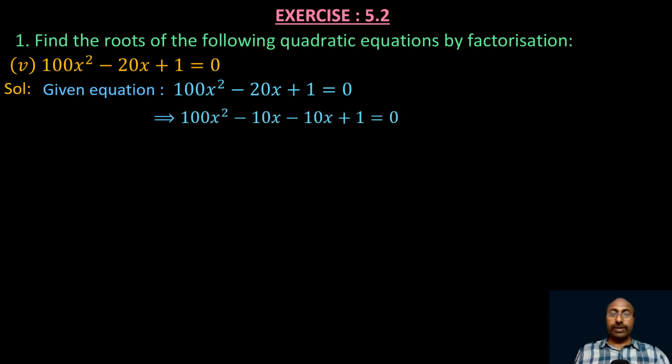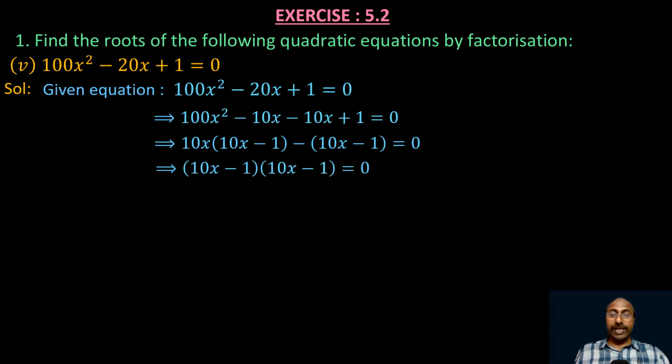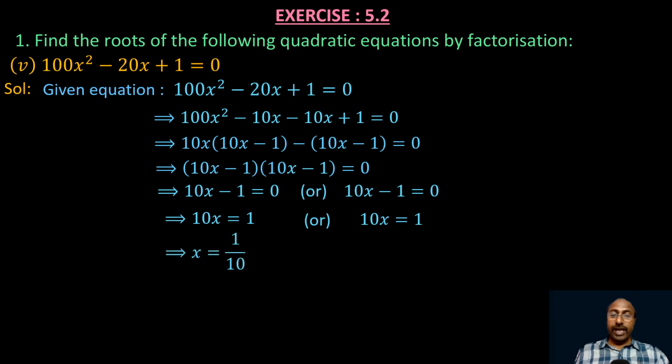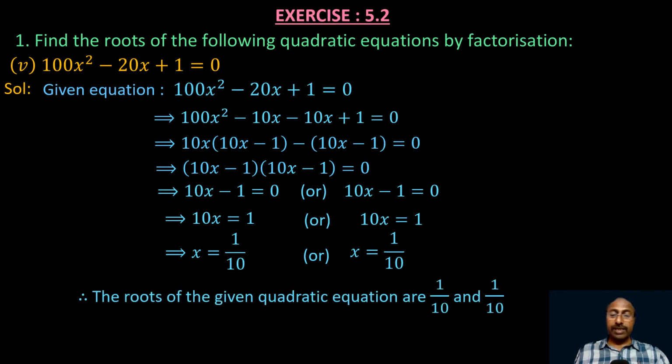So this one can be written as, by taking 10x common, 10x into 10x minus 1 and minus of 10x minus 1 equal to 0. Again, by taking 10x minus 1 common, we get 10x minus 1 into 10x minus 1 equal to 0. That is either 10x minus 1 equal to 0 or 10x minus 1 equal to 0. And from this we can write 10x equal to 1, and x equal to 1 by 10. And here also the roots of the given equation are equal, and that roots are 1 by 10 and 1 by 10. So let's go for sixth one.